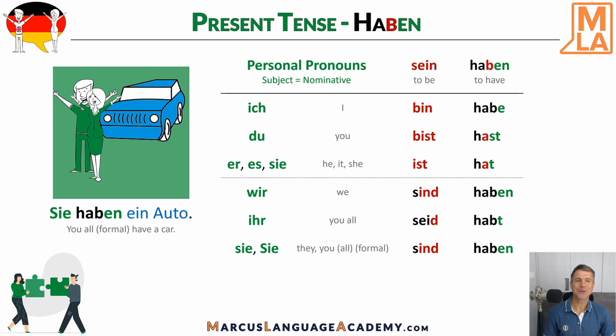So now you know the conjugation of the two most important verbs in German.